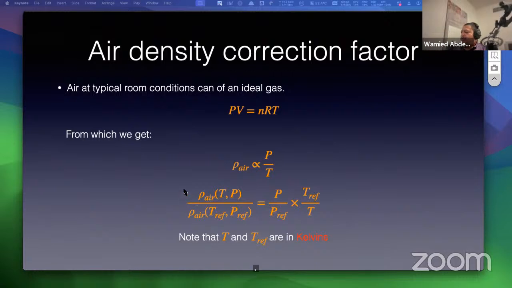So the density, if we want to calculate a correction to the density at room temperature, our measurement conditions compared to the reference conditions, we can just take the density of air at our temperature and pressure, our measurement conditions, divided by the density of air at the reference conditions. This is basically given by this relationship. Note that in this formula, the temperatures are in kelvins. They're not in centigrade. Okay?